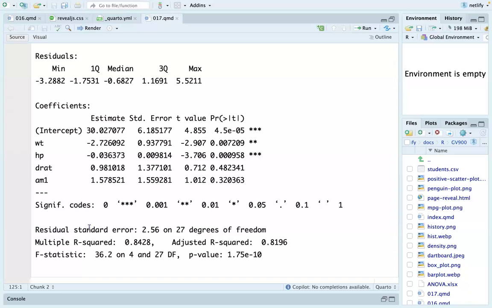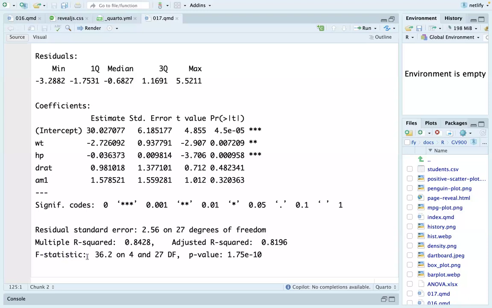Okay, also there's this residual standard error of 2.56 on 27 degrees of freedom, and adjusted R square of 81.2%, which means in this case about 82% of the variation has been explained by this model. So it's quite big, quite good.